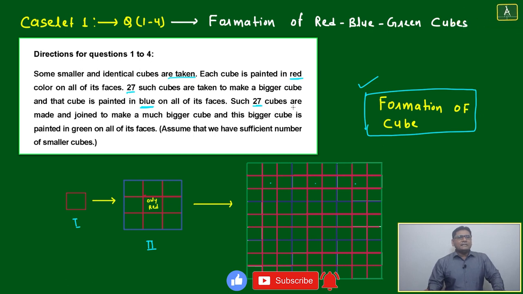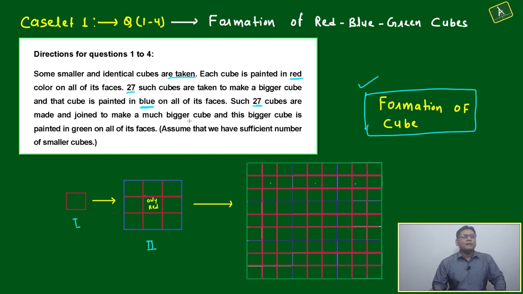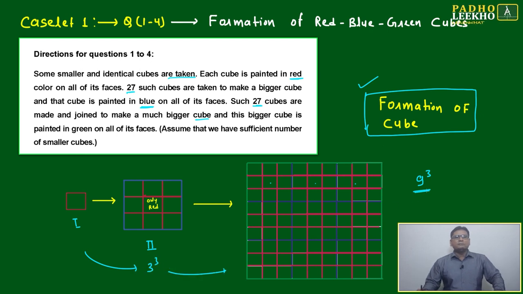Then you can say 27 cubes are made and joined to make a much bigger cube, and this bigger cube is painted green on all its faces. This is 27, and here again it was 27, correct? Finally we can say it is 9 to the power 3. That is very simple. This was 3 to the power 3, now this will be 9 to the power 3, 81. We'll leave it, directly it will be used.